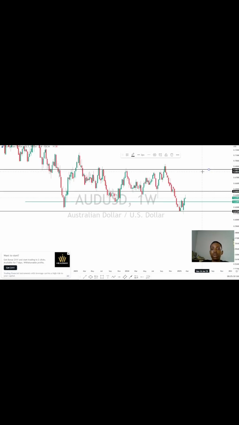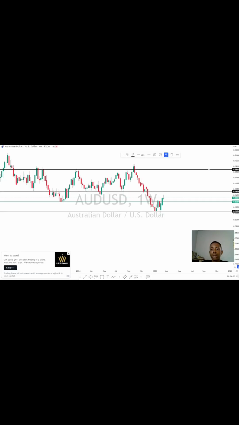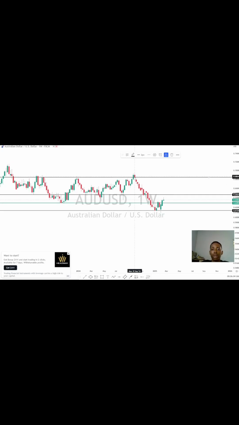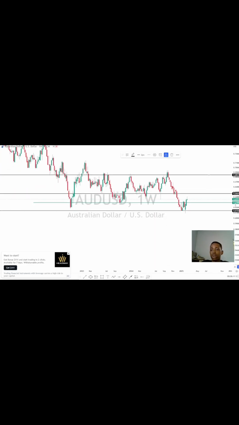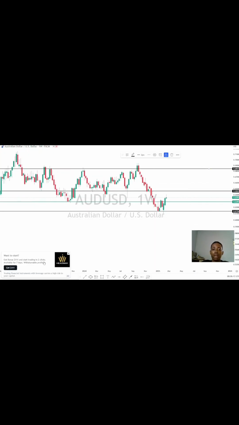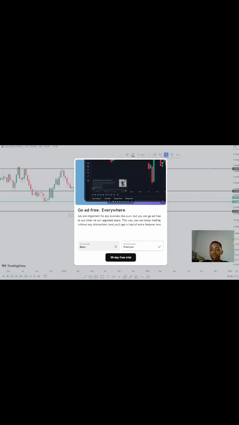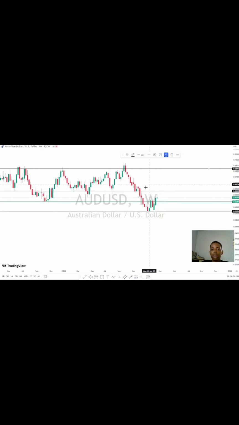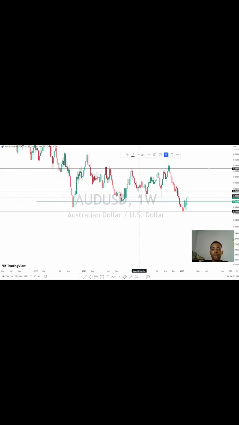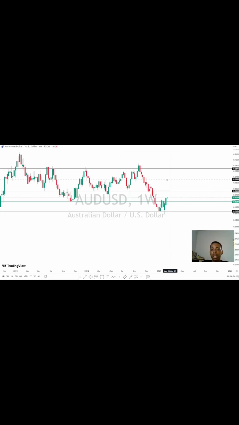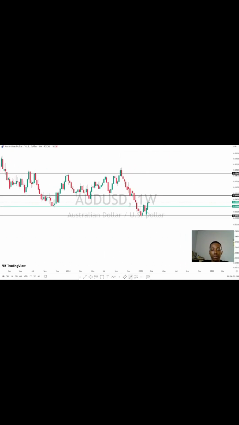The monthly is showing me bullish on the AUD/USD, but if you watch market structure, you can see this is a rally down to the downside. Me, I trade what I see. I don't guess. I trade what I see in the market. As you can see, it seems this market is kind of reversing back to the upside.